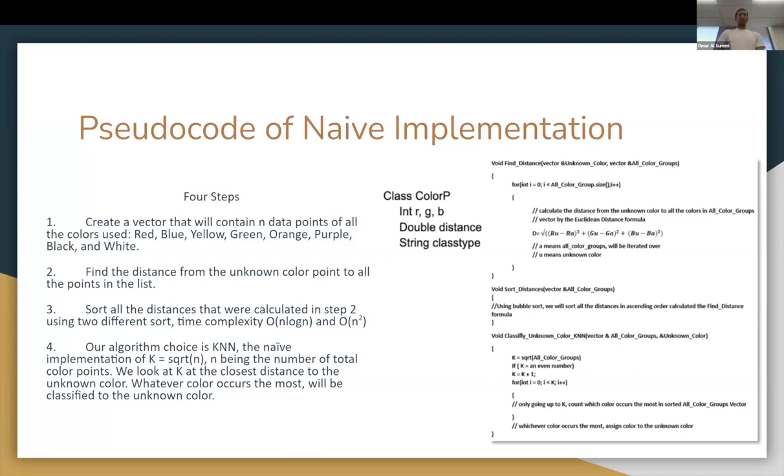Our next step is to now classify the unknown color using KNN. The naive implementation of KNN, k equals square root of n, will be used here. Taking the list of sorted distances, we start from 0 and increment to k, taking note of the colors that occur the most in that increment up to k. Whichever color occurs the most will be classified to the unknown color. Drake will now speak about the pseudocode for the improved implementation.